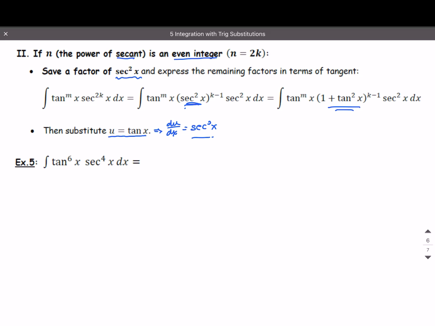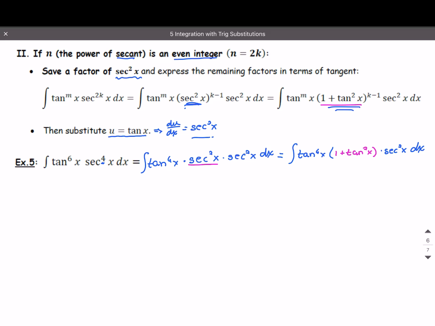Ready? We have the integral of tan to the 6th x times secant to the 4th x. So we're going to use that secant to the 4th. We're going to keep our tan to the 6th x. We're going to split up secant to the 4th to secant squared x times secant squared x dx. The next thing we're going to do, we keep the tan to the 6th x, but we're going to change this secant squared x. We're going to use the Pythagorean identity and change that to 1 plus tan squared x. We still have times secant squared x dx.